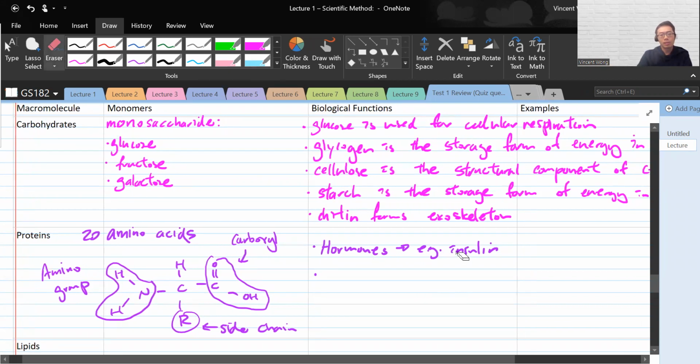So hormones, insulin, another function of protein. Yeah. Enzymes. Yes. Enzymes will help catalyze reactions, lower the activation energy. You can really make up any enzyme, but I'm just going to use lactase as an example.